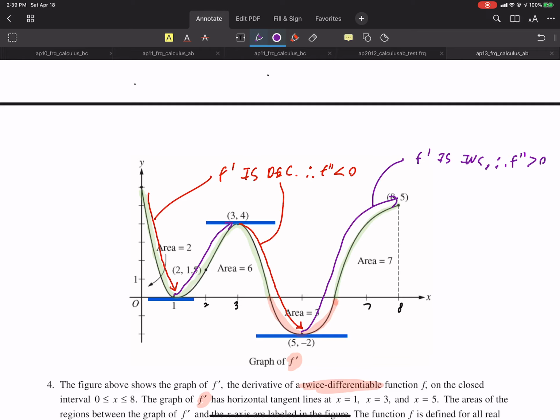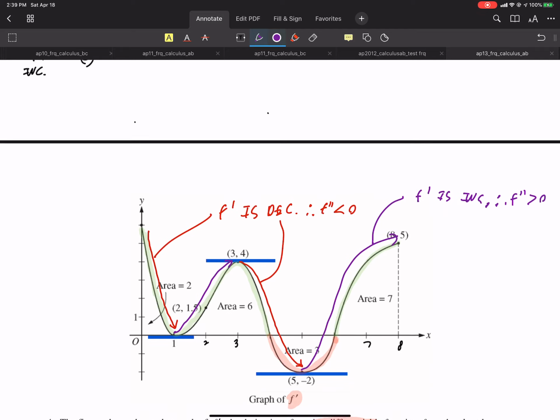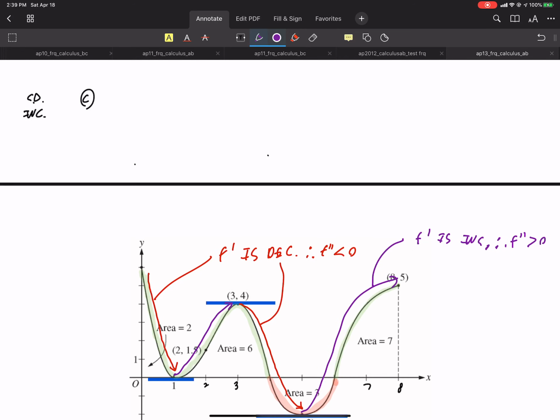So the shaded green is increasing. The shaded pink is decreasing. The solid red is concave down. The solid purple is concave up. So we need to write that in words. So that's what we're going to do above.